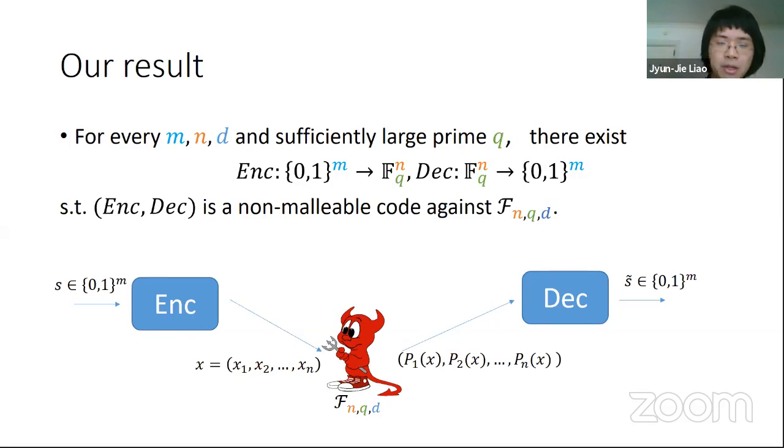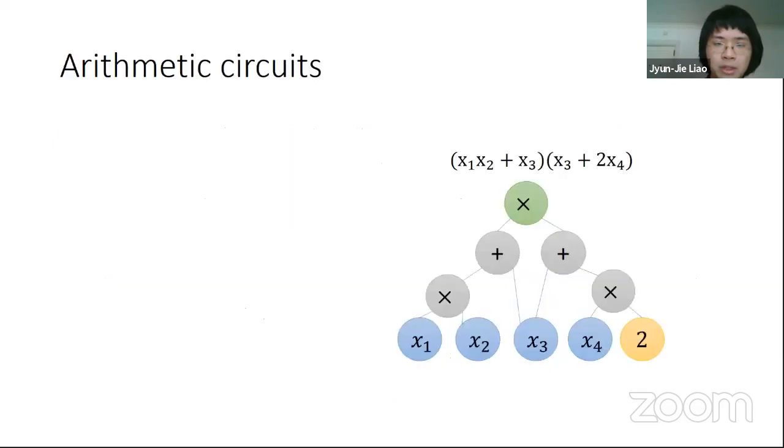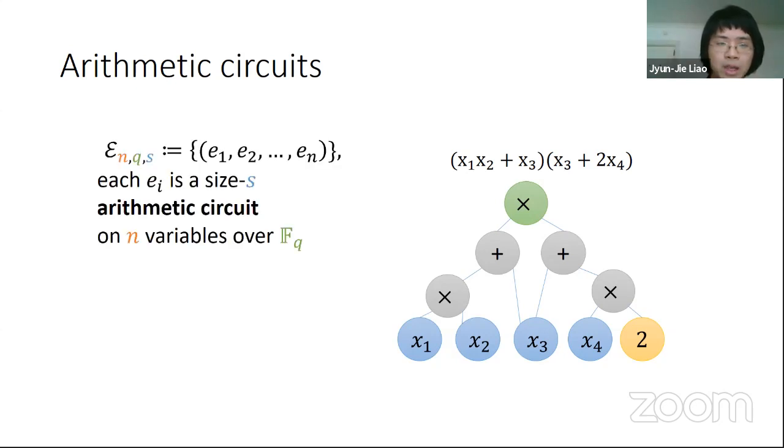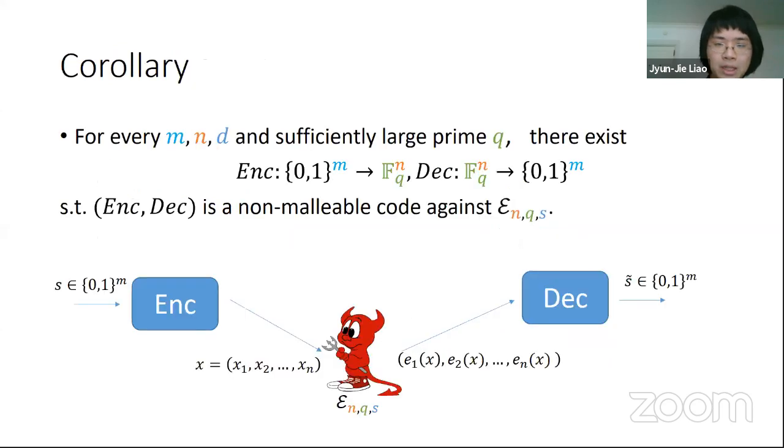And an interesting corollary of our first result is that the same non-malleable code actually also works for arithmetic circuits. An arithmetic circuit is a circuit where each gate computes either the sum or the product of its two inputs over some field. And if we consider tampering functions to be some size S arithmetic circuit, it is not hard to see that a size S arithmetic circuit actually computes a degree 2^S polynomial. So it directly implies that our non-malleable code also works for arithmetic circuits. So this is our first result.